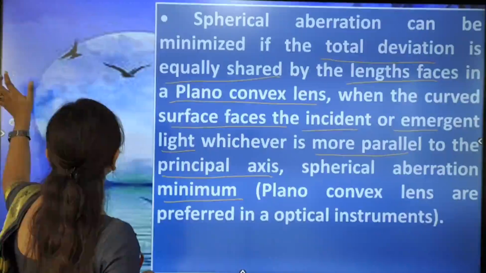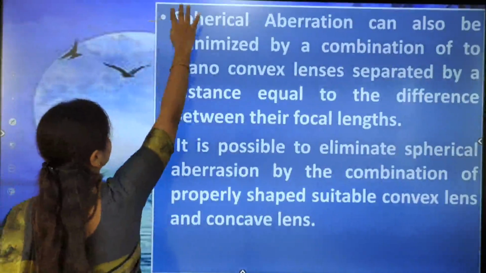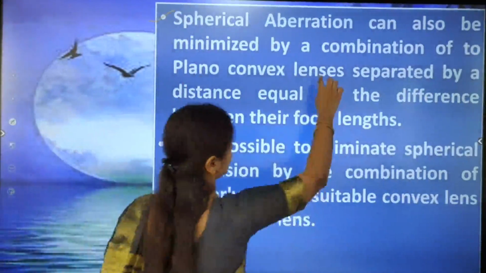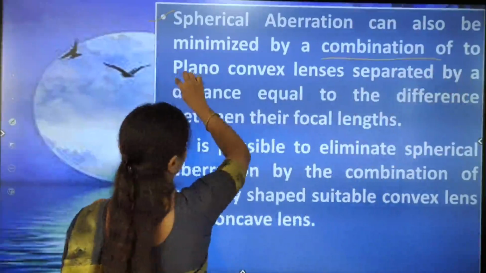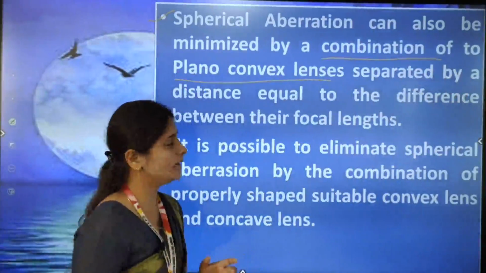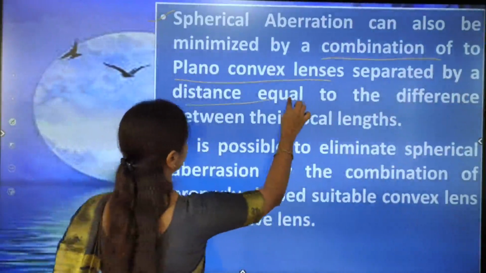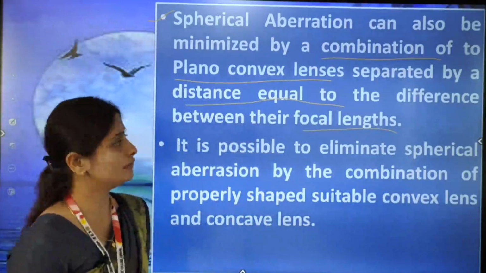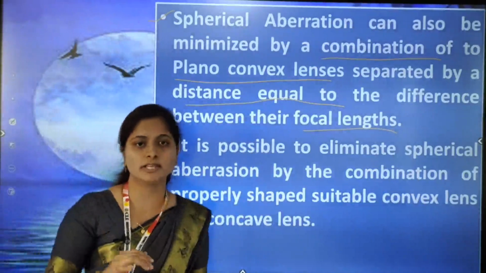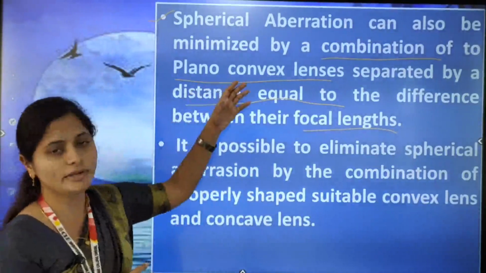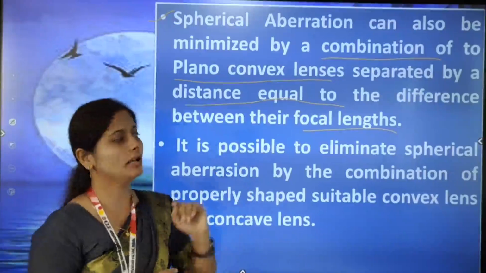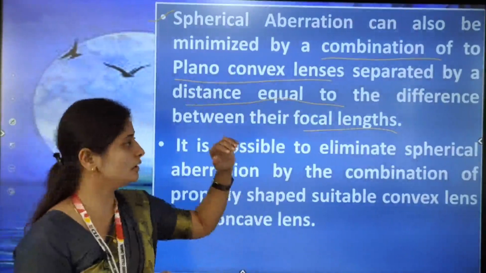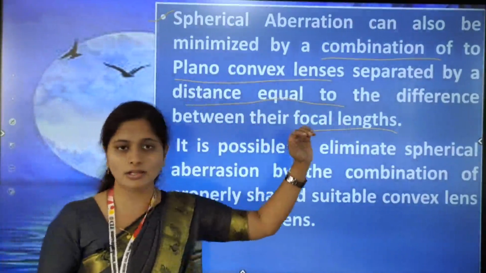Next, see the fourth point. Spherical aberration can also be minimized by the combination of plano-convex lenses separated by a distance equal to the difference between their focal lengths. So the fourth point is that we can also minimize the spherical aberration by the combination of plano-convex lenses separated by a distance equal to the difference between their focal lengths.